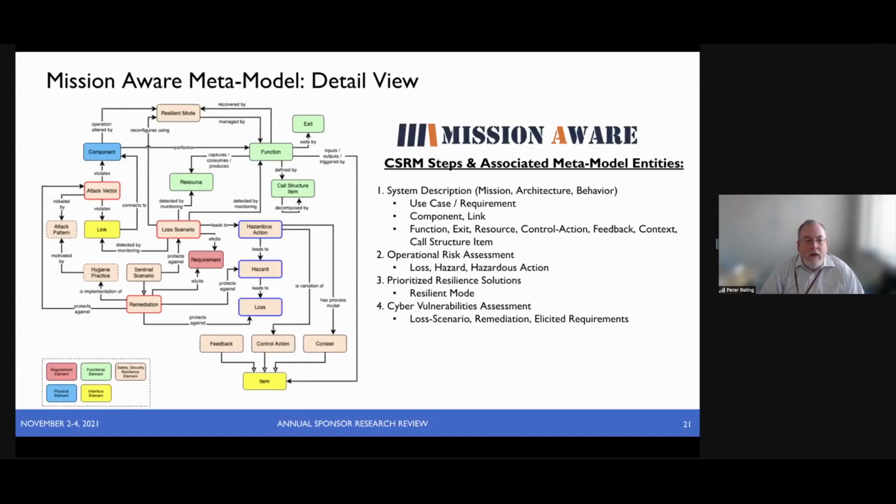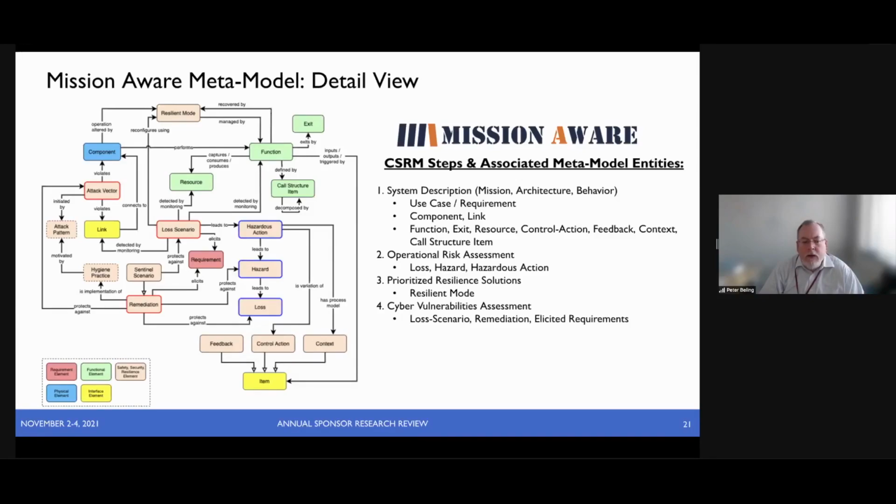And then you can see resilient modes and Sentinel scenarios and remediation, and attack patterns and other things, and I'll mention those in just a second. So you can see that the Sentinel in our Sentinel-based resilience architecture has crept into this model as well. There's a little bit of subtle detail in this picture, Beth, that gets to some of your questions.